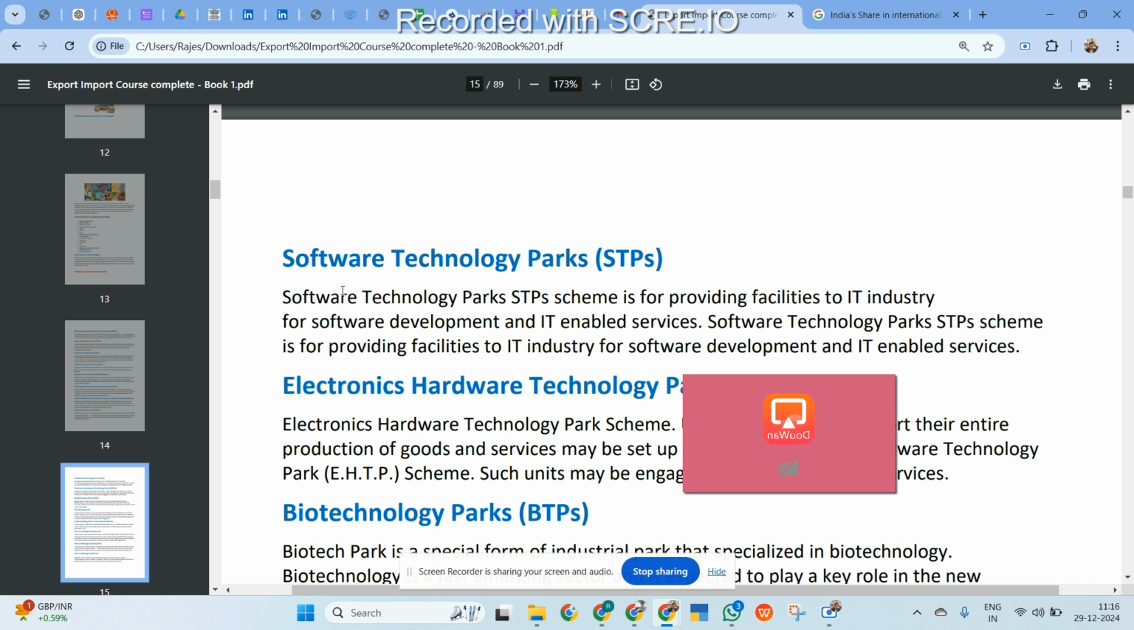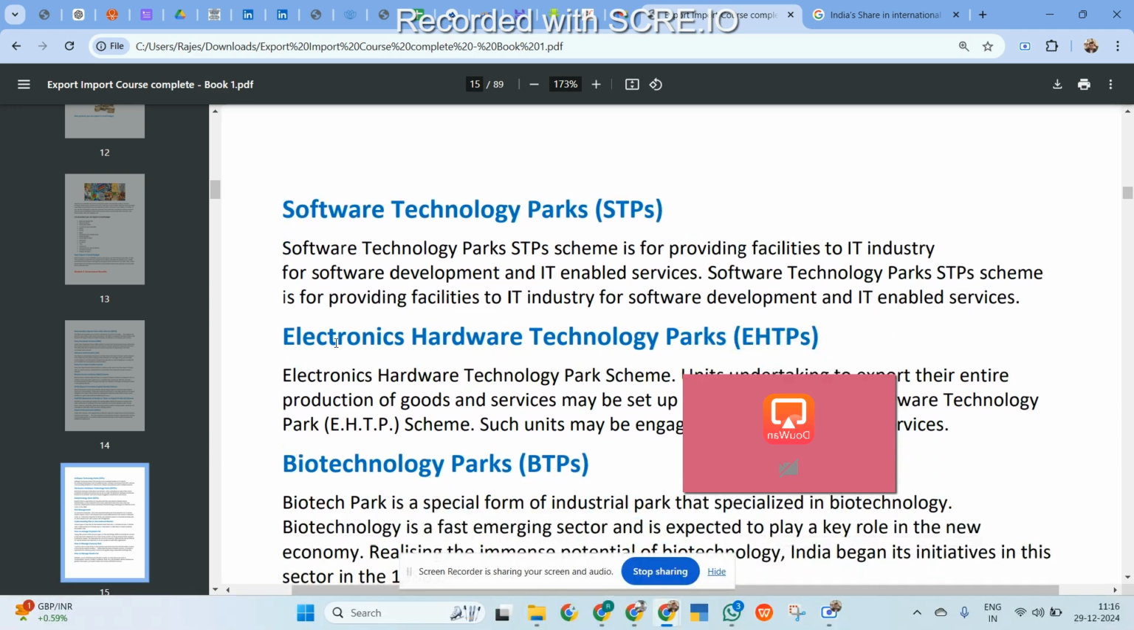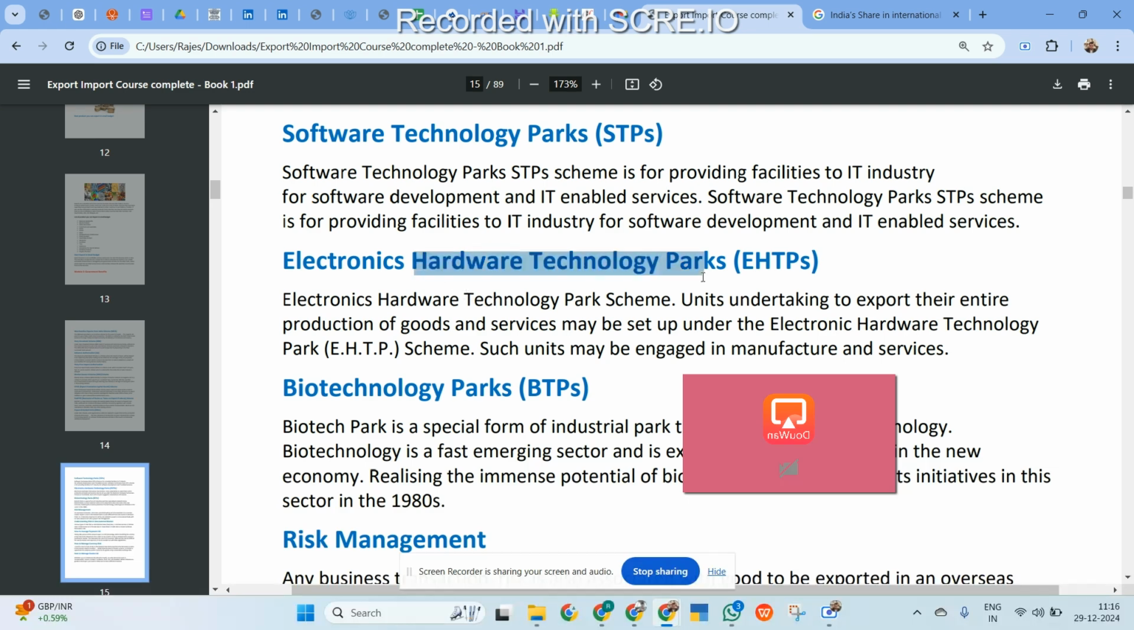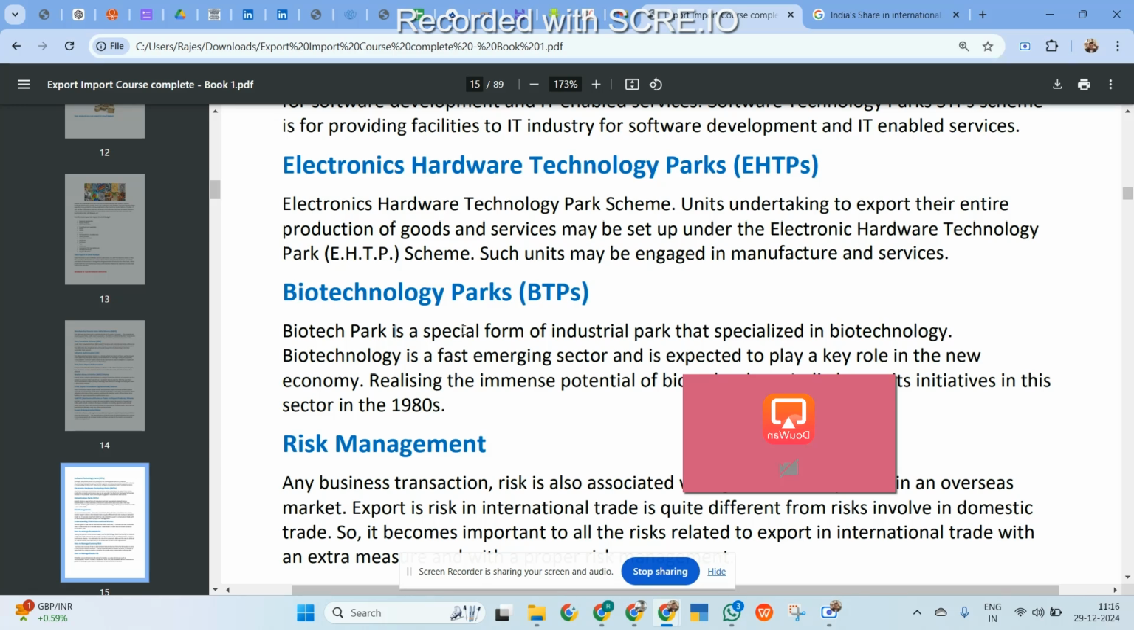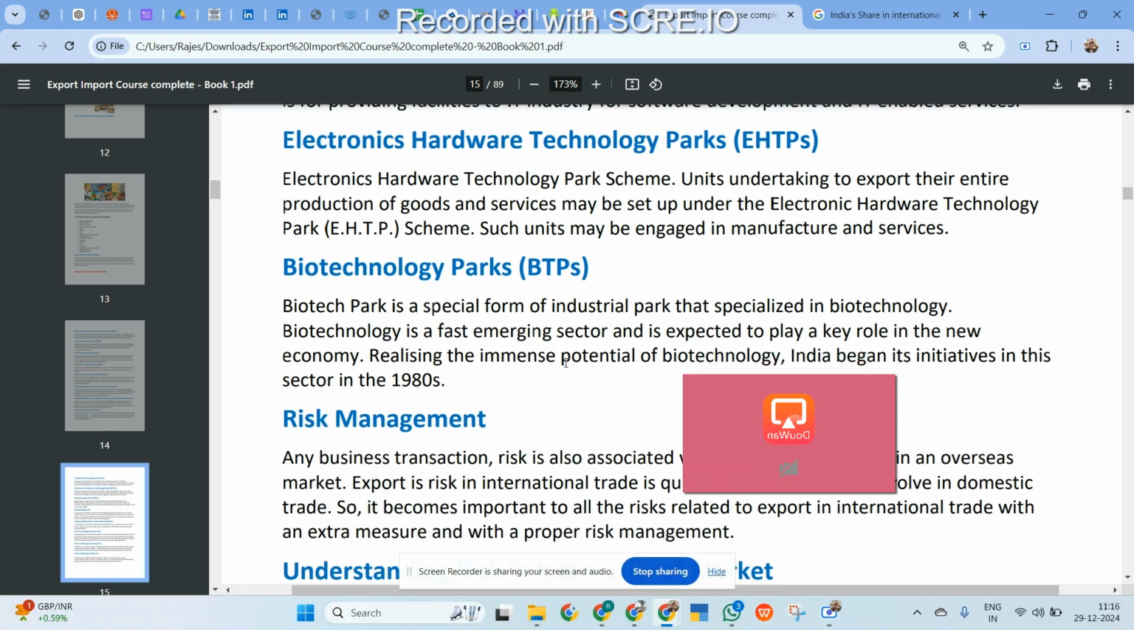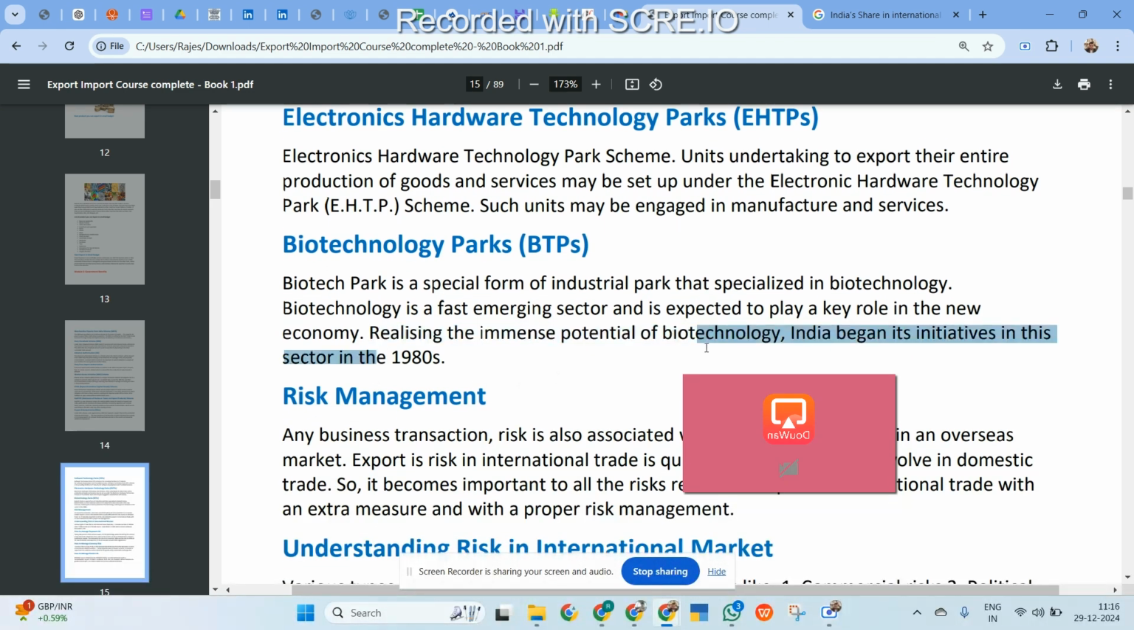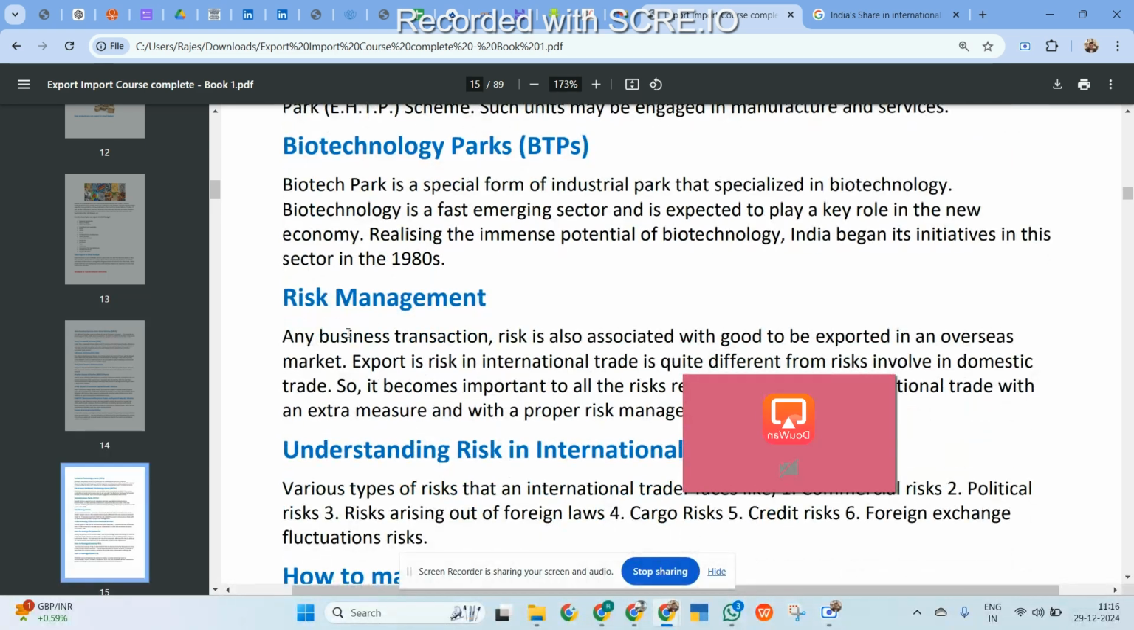Software Technology Parks is a scheme providing facilities to the IT industry for software development and IT-enabled services. If you want to export IT-enabled services, then software technology parks are there. Electronic hardware technology parks: if you want to export hardware technology, then you can get benefit from this. Biotechnology parks are there, a special form of industrial park specialized in biotechnology. Biotechnology is a fast emerging sector and expected to play a key role in the new economy, realizing the immense potential of biotechnology.